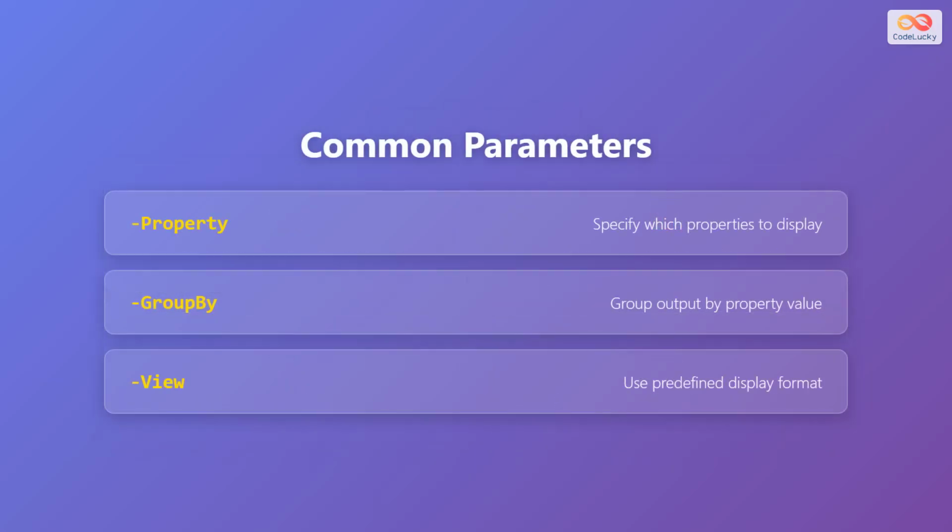Format-list supports several useful parameters. The property parameter lets you specify which properties to display, giving you control over the output. The GroupBy parameter allows you to group output by a specific property value, which is helpful when working with multiple objects. The view parameter lets you use predefined display formats that are configured in PowerShell format files. Understanding these parameters helps you customize the output to match your specific needs.